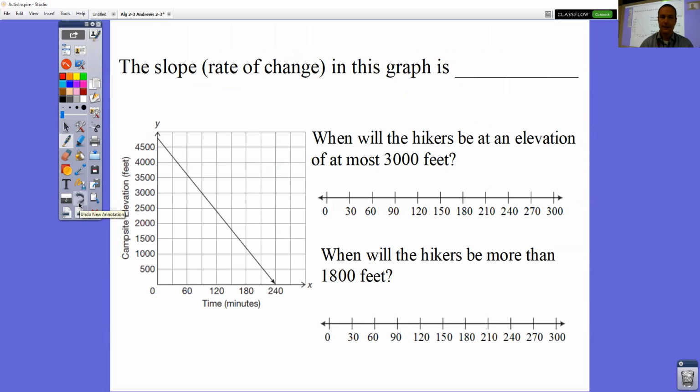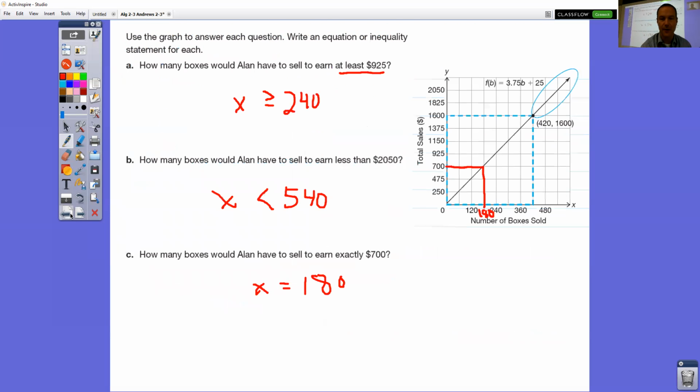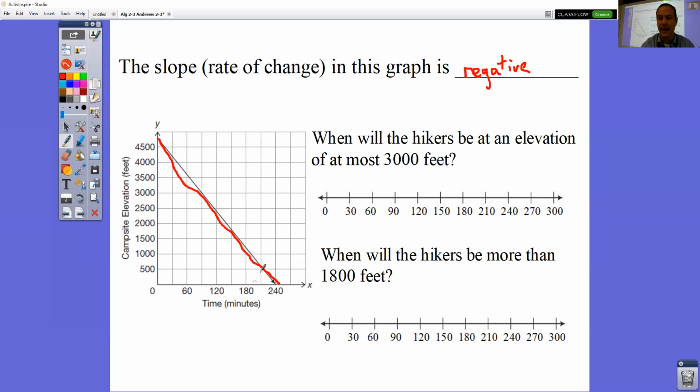One more question. The slope or rate of change in this graph. Now, when you take a look at a graph, you always read the graph going from left to right, just like you read a sentence. So as we go from left to right, we're going down this graph. So the slope is negative because we are going down as we go left to right. In the popcorn question, for example, our slope was positive because we are going up as we go from left to right. So going up is positive, going down is negative.